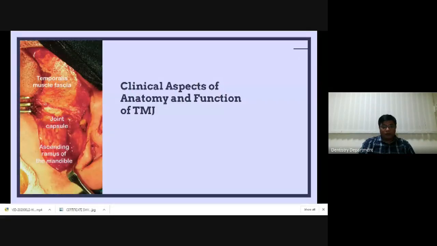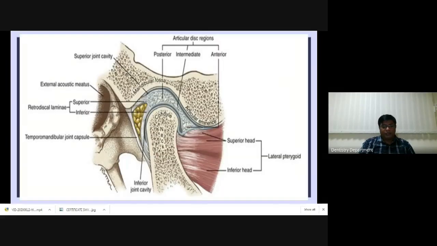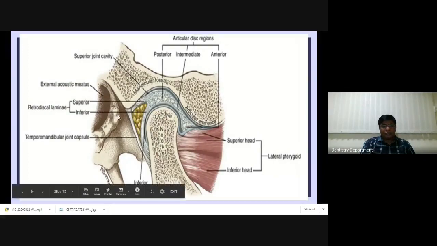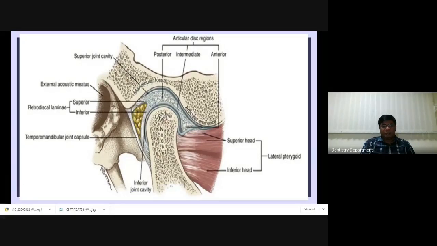So I'm not going into the details of TMJ anatomy, but we should know some important things about the applied anatomy of TMJ. We all know the joint consists of the condyle and the mandibular fossa, where the condyle articulates, and in between there is an articular disc. And there are some ligaments. We are going to see what they are.